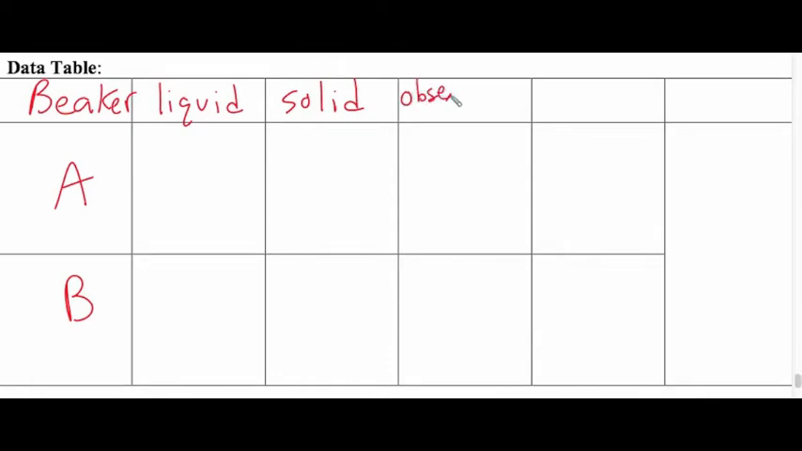We also want to make initial observations. That means observations before anything is put in the beakers. So what does the solid look like and the water look like before the mixture is made? We also want to see observations after the mixture is made. Your final observations are step 7, when you mix beaker A and beaker B together.